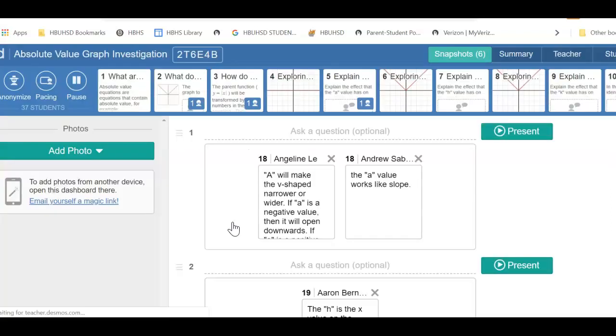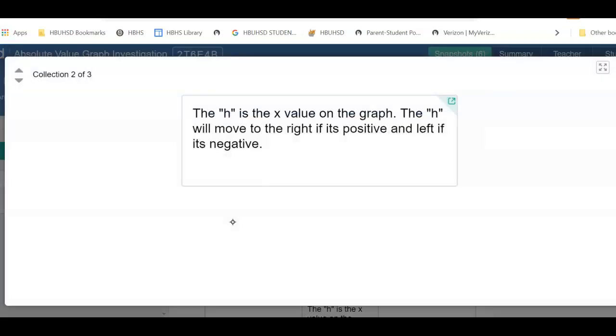And you guys will have a couple minutes at the end too, so that you can go through and look. The next question was about the H value. So this response kind of summed it up. H is the X value on the graph, and I want to be a little more specific.